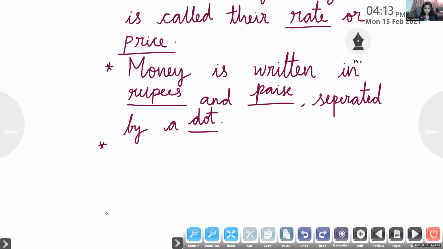Aradhya, completed? Please write. Money is written in rupees and paisa separated by a dot. We have one more point.